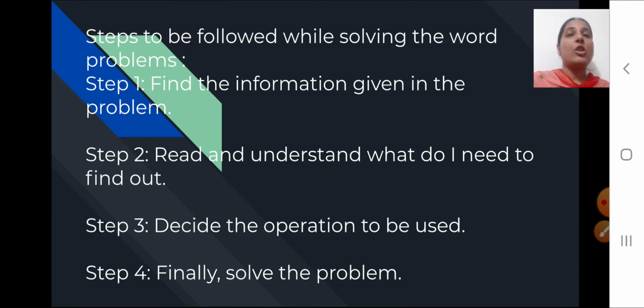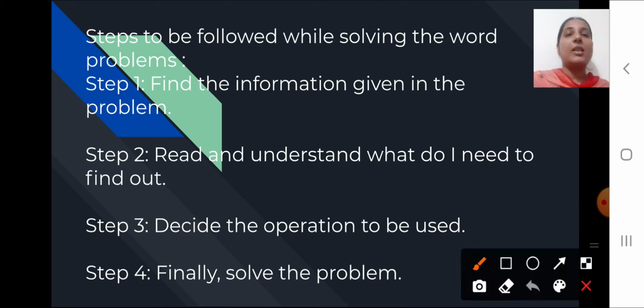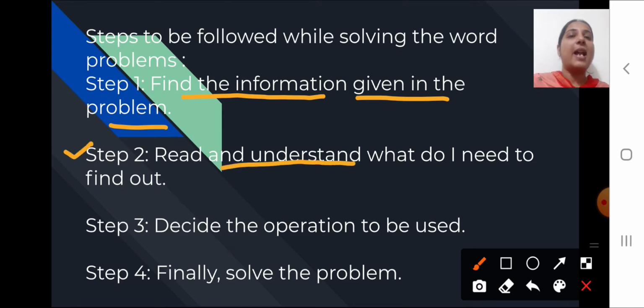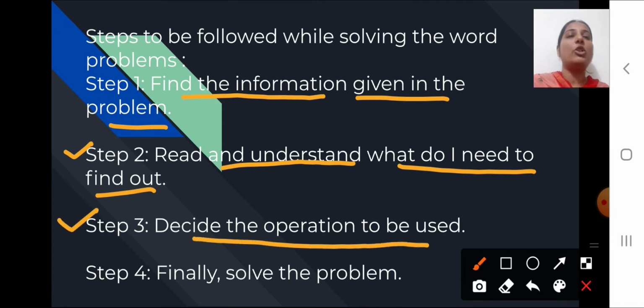Let's see. Step number one is find the information given in the problem. You should read the question carefully. You have to find out what information is being given in the given word problem. Then in step number 2, we will read and understand what I need to find out. We will again read and try to understand what we have to find out in a given word problem. Then step number 3 is decide the operation to be used.